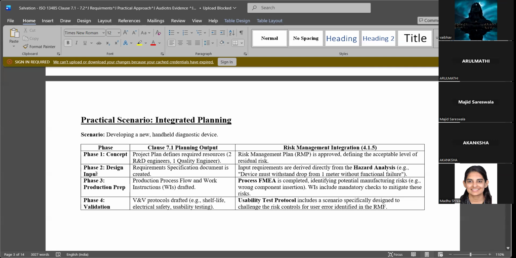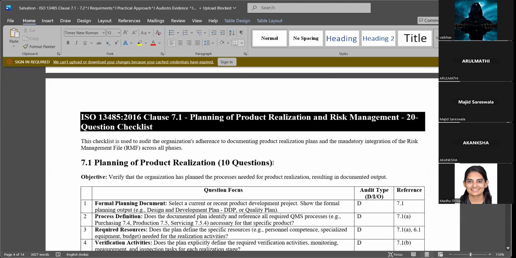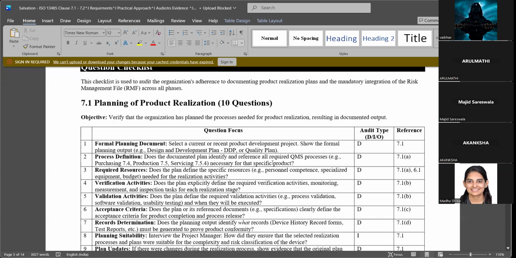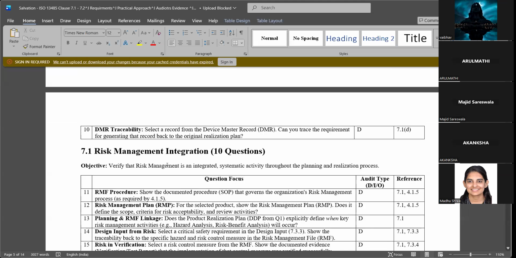For concept or design and input, production preparation or validation, all this you have in clause 7.1 on planning, and how you are addressing what the risk management integration is. I'll talk about this very categorically when we come to 14971. These are the questions I'll be sharing. These are auditor's questions. This I already told.